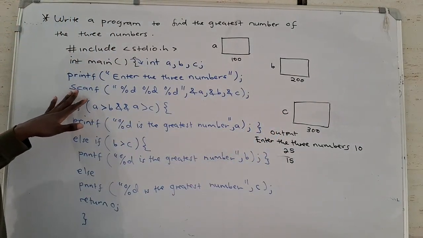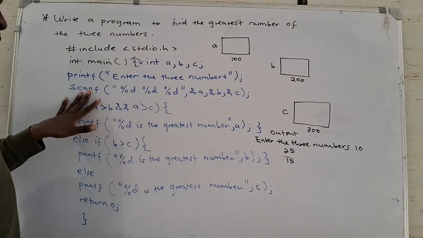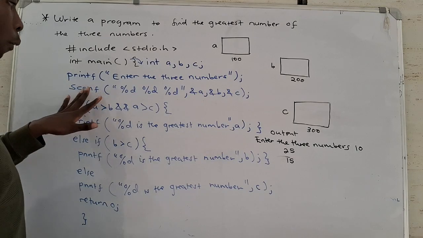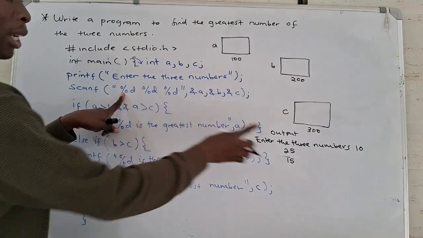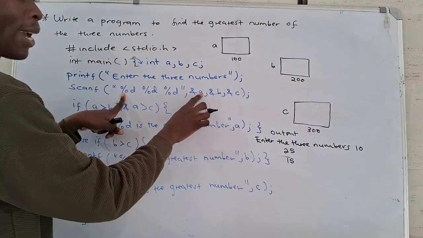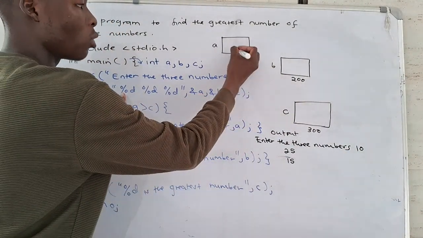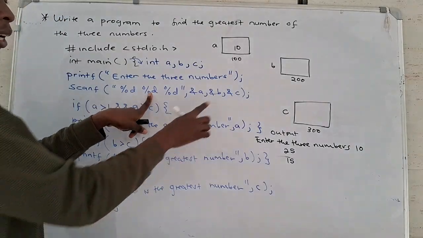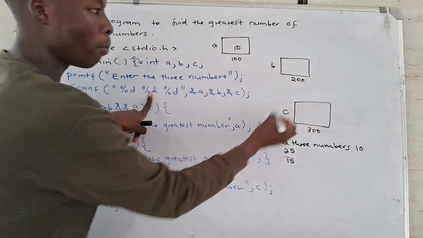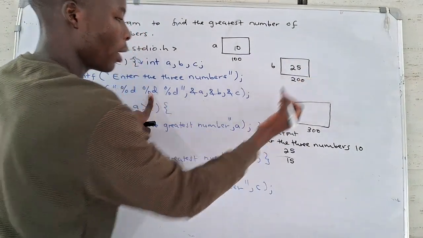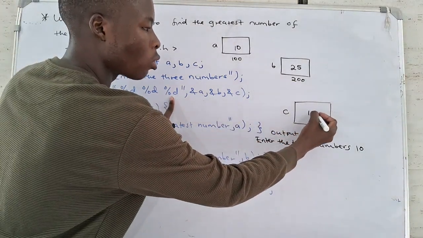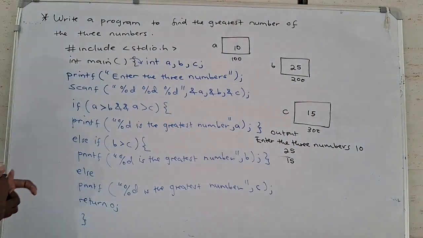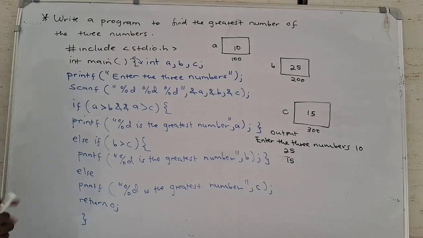So see, the scanf function is going to be executed. After the execution of this scanf, it means what? The first number that you have entered is going to be directed to what? To A. So 10 will come here. The second number is going to be directed to B. So 25 will come here. The third number is going to be directed to C. So 15 will come here.